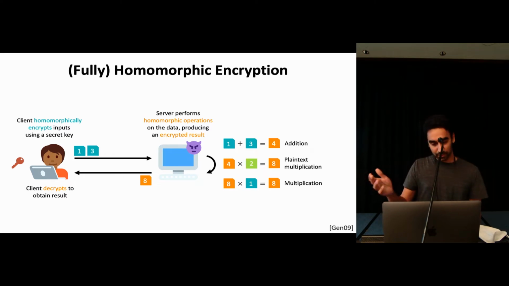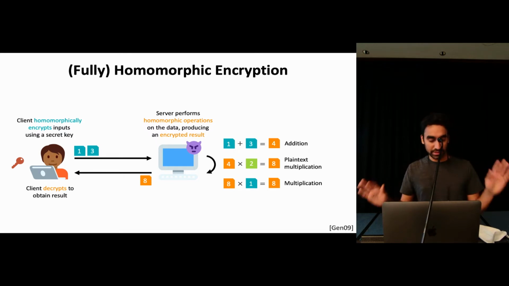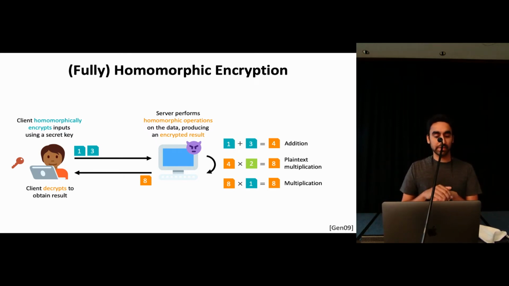I've listed some here. You can see that the first two are kind of similar. This is ciphertext addition or plaintext multiplication. In a way, these are the same, but basically the server can evaluate an additive homomorphism for both of these. And there's also the possibility that the server could evaluate a multiplicative homomorphism.